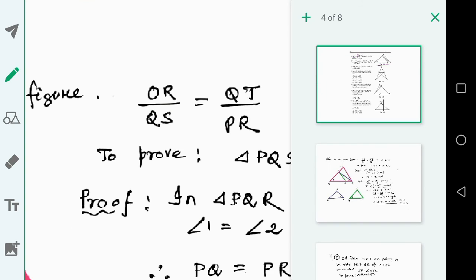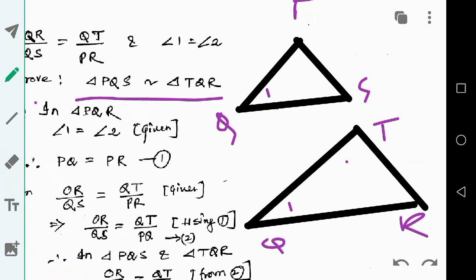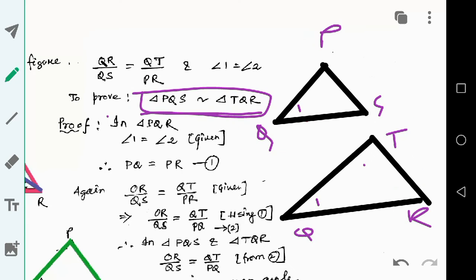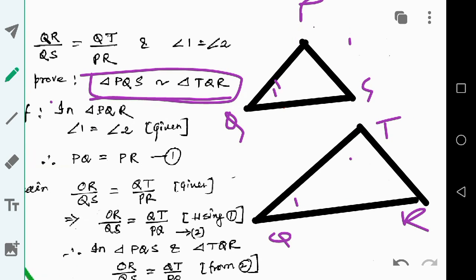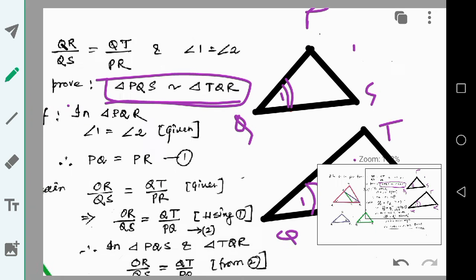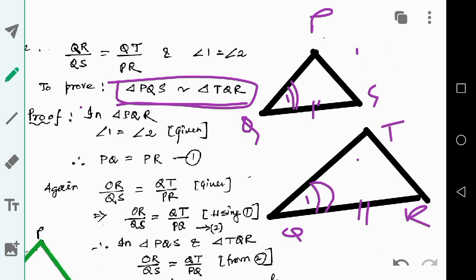Now you see, in order to show these two triangles are similar, I have drawn the two triangles separately here. Here angle 1 is a common angle. If we are able to show that TR by TS is equal to QT by QP, then we can say these two are similar by the side, angle, side criteria.